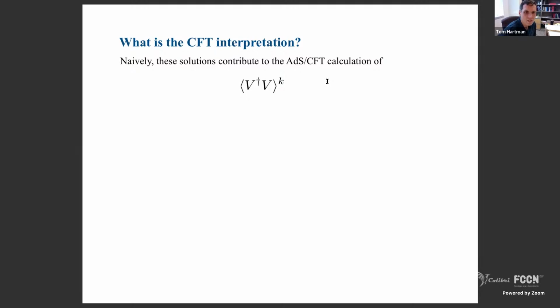Now, naively, these solutions, just by the ordinary AdS/CFT dictionary, would contribute to the calculation of V dagger V to the kth power. That is just k copies of this overlap. What I mean by naively is that if we just follow the usual rules of AdS/CFT, that would tell us that to calculate V dagger V to the k, we should look at some boundary conditions that have a bunch of copies of the AdS boundary with the insertion of V and V dagger. And these are the boundary conditions that these wormholes satisfy.